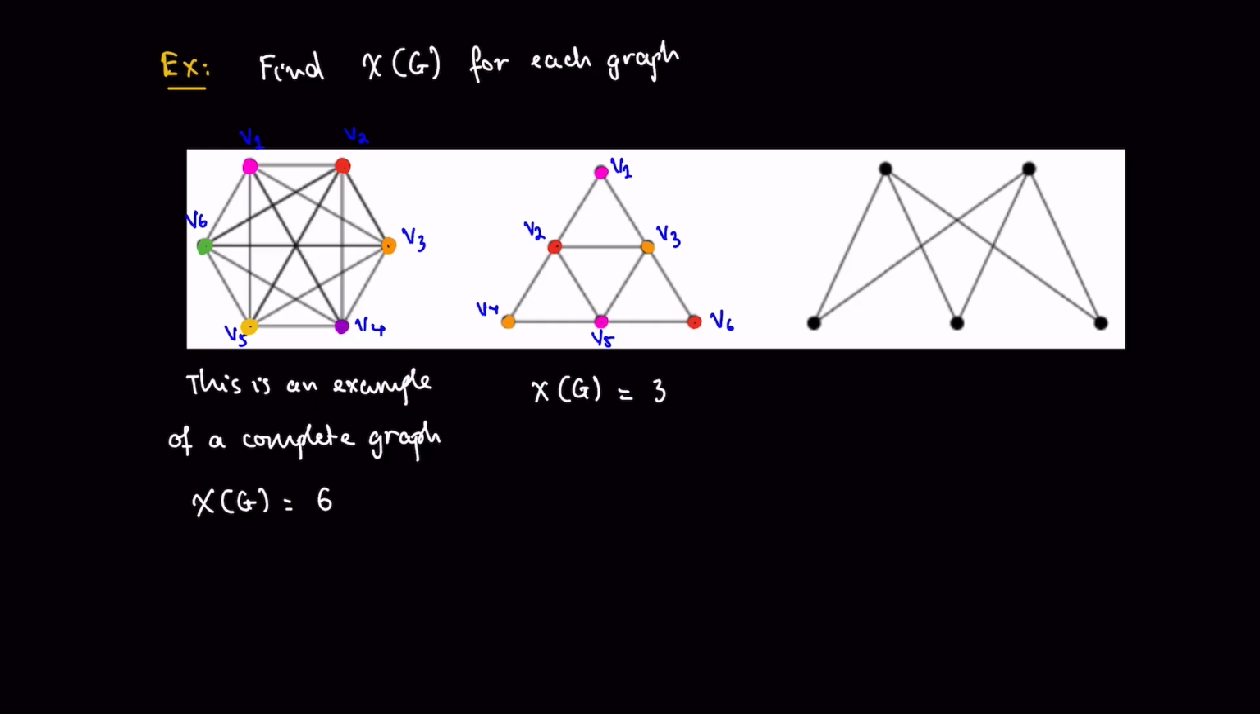Now for the last graph, let me name this V1, V2, V3, V4, and V5. V1 and V2 are not adjacent to one another, so they should have the same color. V3, V4, and V5 are not adjacent to one another, so they can have the same color, but the color should be different from pink. So I use red. So the chromatic number in this case is equal to 2.